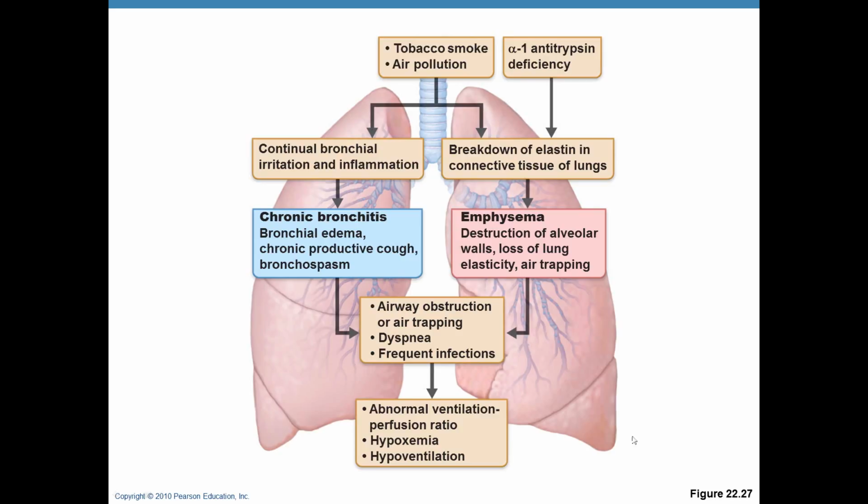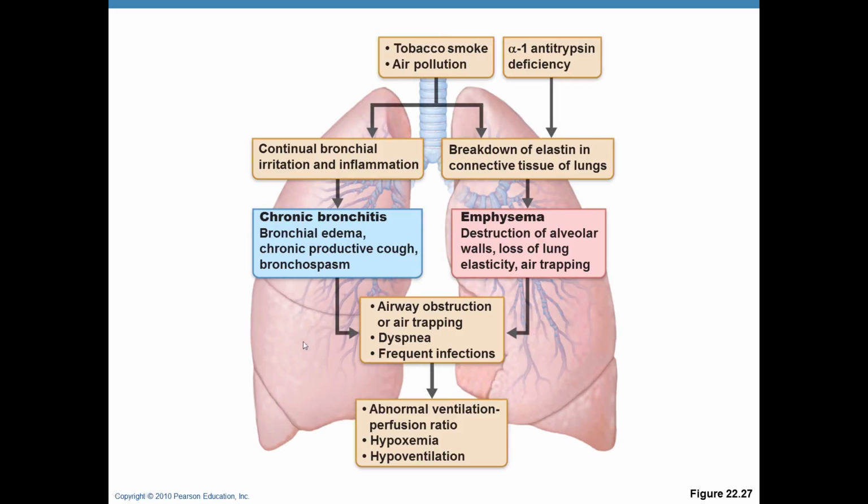This diagram from your textbook, figure 22.27, is mainly showing what I just talked about. Tobacco smoke and air pollution, though, are one of the reasons you develop emphysema. The elastin in the connective tissues of your lungs helps them rebound properly during inhaling and exhaling. That breaks down with exposure to air pollution and tobacco smoke, and that's what can lead to emphysema and interferes with your ability to breathe properly.